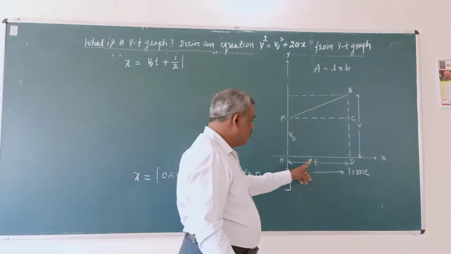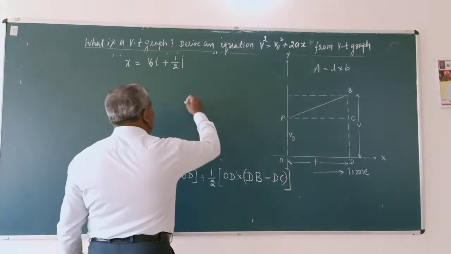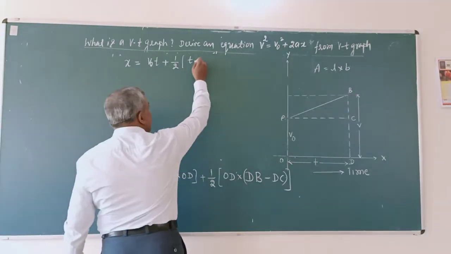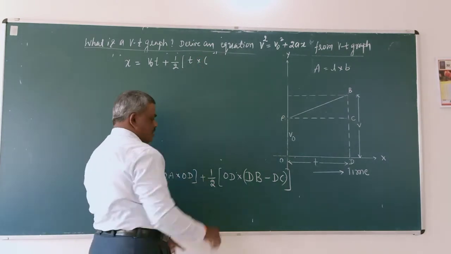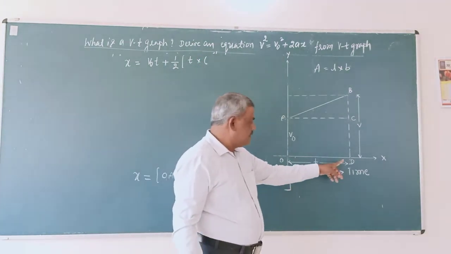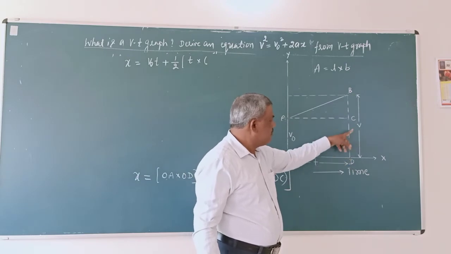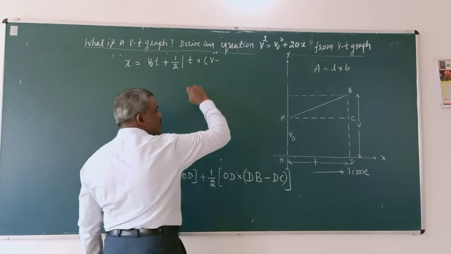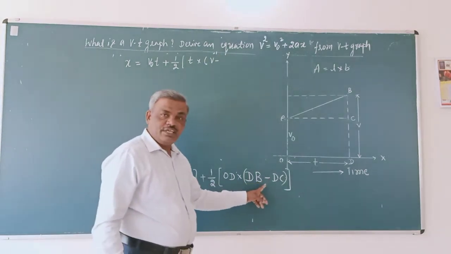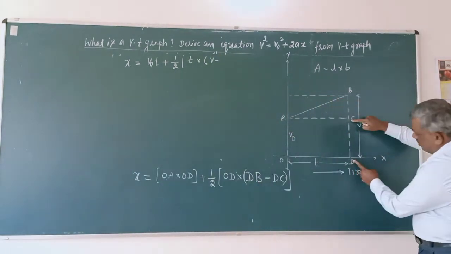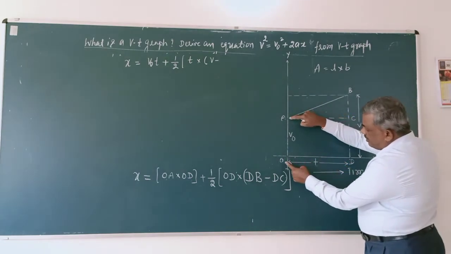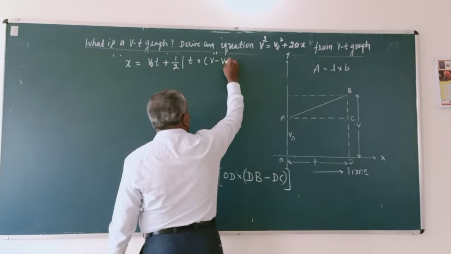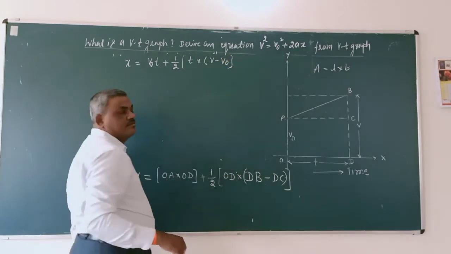OD equals what? t into dB equals what? Once again, dB equal to what? V minus DC. So now here DC is parallel to OA, equal to what? V0. So V0.